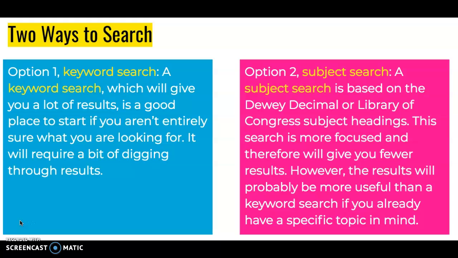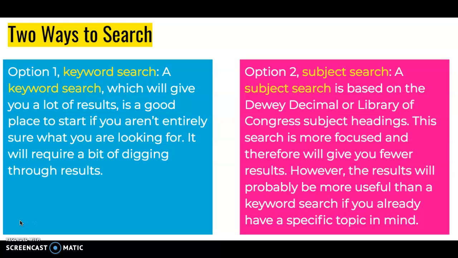Step 2. Searching. You actually have two options when searching. Option 1 is known as a keyword search. A keyword search, which will give you a lot of results, is a good place to start if you aren't entirely sure what you're looking for. It will require a bit of digging, though, through all the results you'll receive.